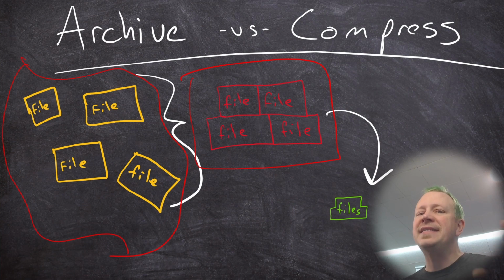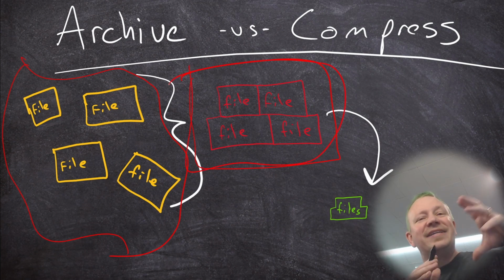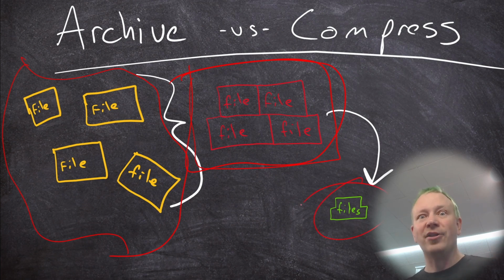Now, the thing it does not do, though, is it doesn't squeeze the files together. They're the same exact size. They're just all put together one after another and created into a single file. And that's what archiving is talking about. Now, when we add compression, what that does is it squeezes that single archive file into a smaller version of itself using compression tools.